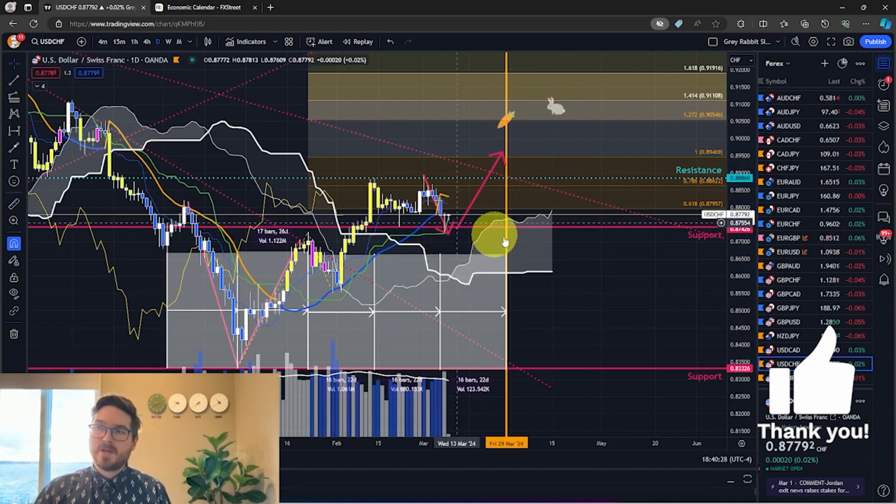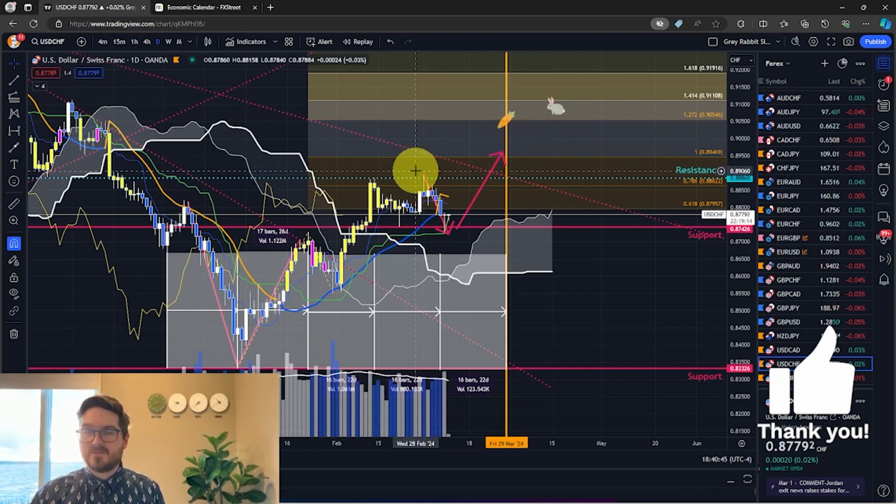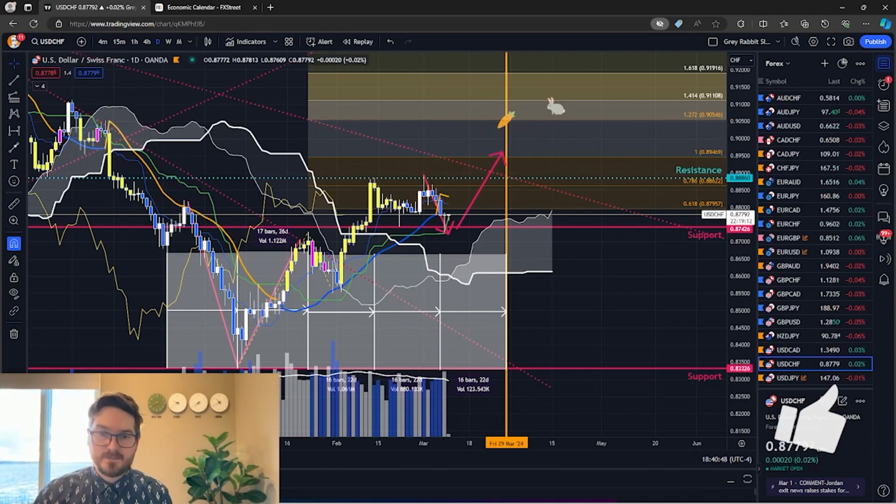I think we're going to be ranging, so I most likely will not be trading this pair this week, but hopefully the following week. So make sure you check back in next week on Sunday. I'm going to be updating this analysis because we could be getting ready to break out and continue the bullish trend on this pair. But yeah, for this week, just ranging, so I most likely will not be trading it.